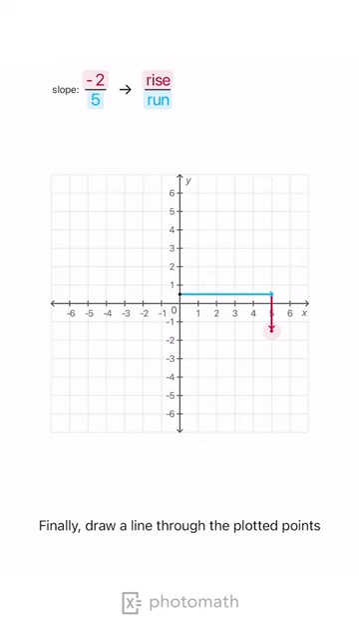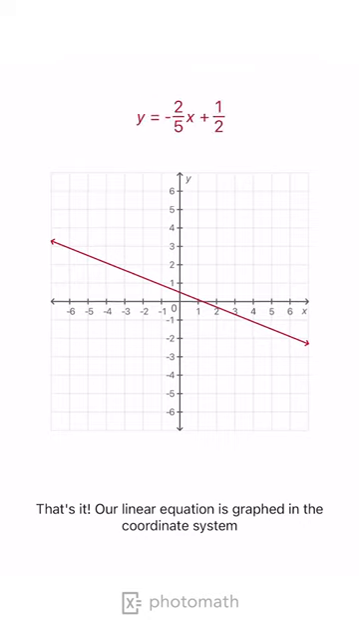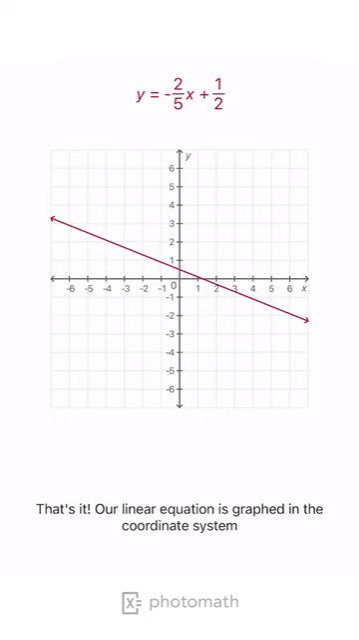Finally, draw a line through the plotted points. That's it. Our linear equation is graphed in the coordinate system.